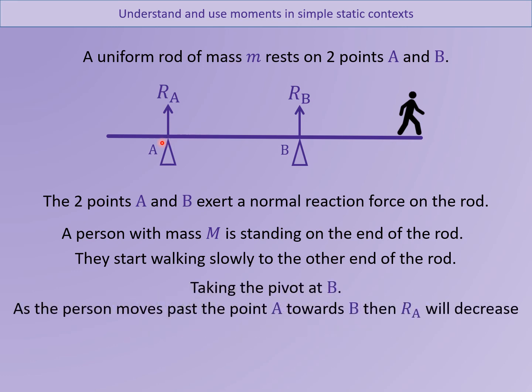So the next question is this. We know that as the person walks past A and walks towards B, RA is decreasing. So I'm telling you that RA is decreasing. The question is, will RA ever decrease to 0? What do you think? Will that ever go to 0?